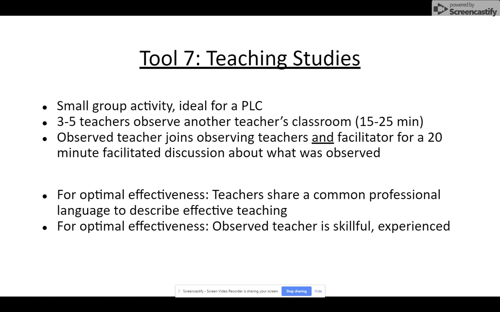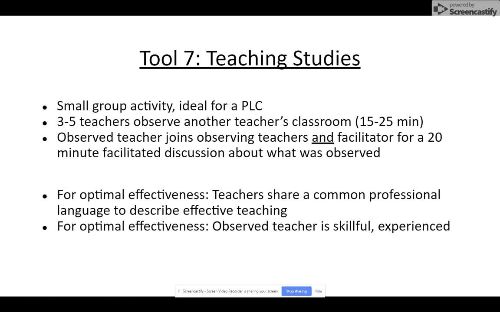Ideally, for this teaching tool, it is good that we have a teacher of high efficacy. So a veteran teacher, experienced teacher, someone who is going to be willing to receive feedback from their peers, that they feel confident enough in their instructional methods that it won't be something that would be a negative for them. And you can see the bullets towards the bottom of the slide that these are not required things, but if we want to make them as effective as possible, it is definitely advisable that the teachers share that common professional language to describe what they see as effective teaching.